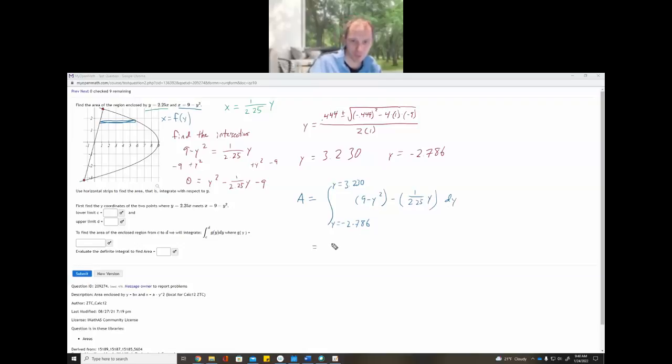So we get 9y minus 1/3 y cubed minus our same constant. And then when I integrate y, I get 1/2 y squared. And then all we have to do is plug in.